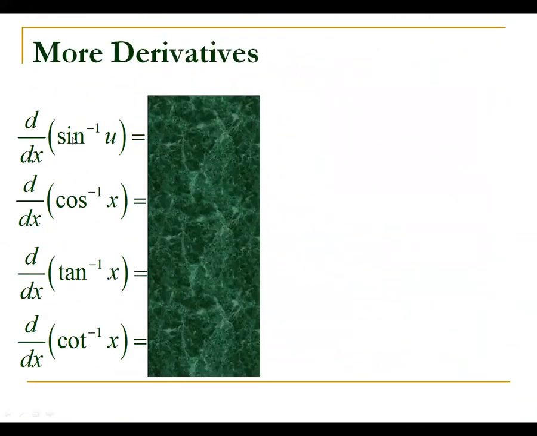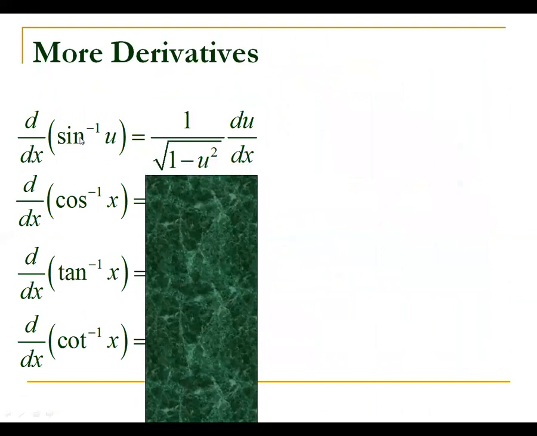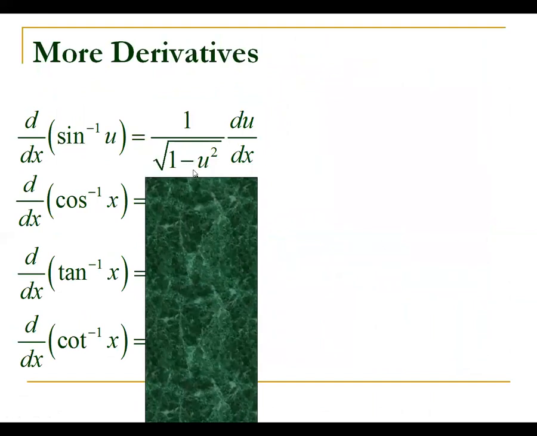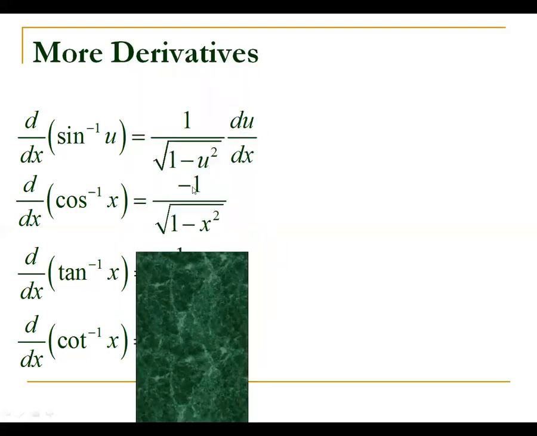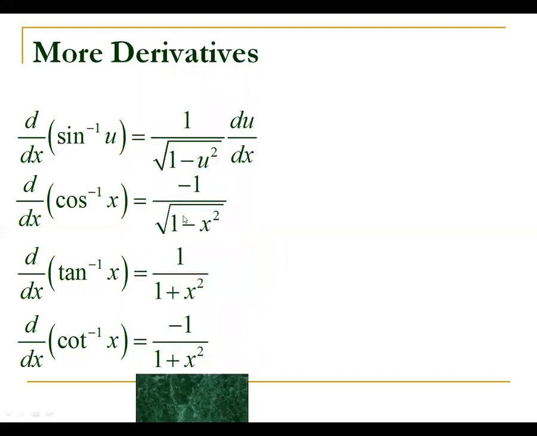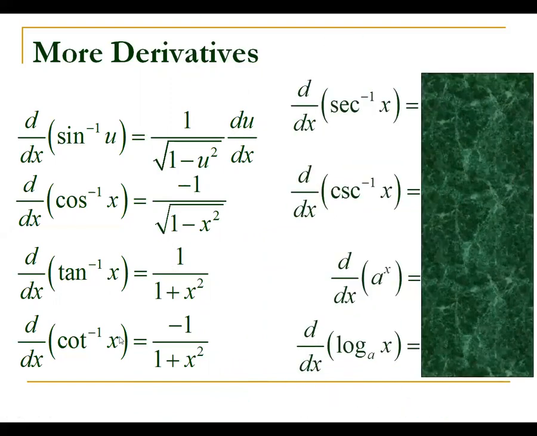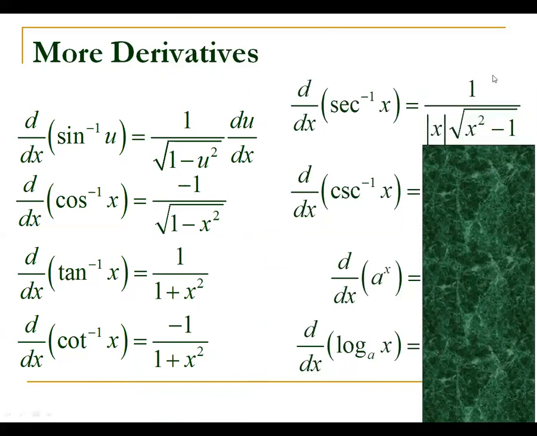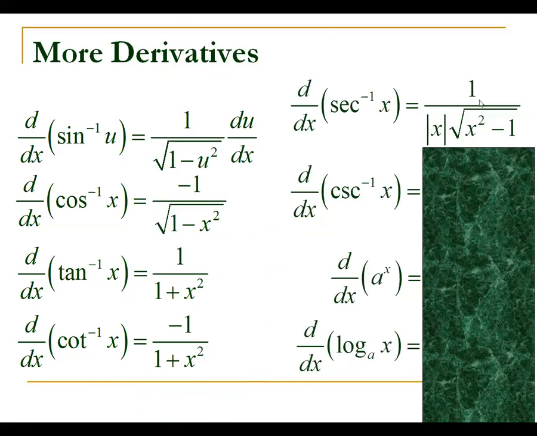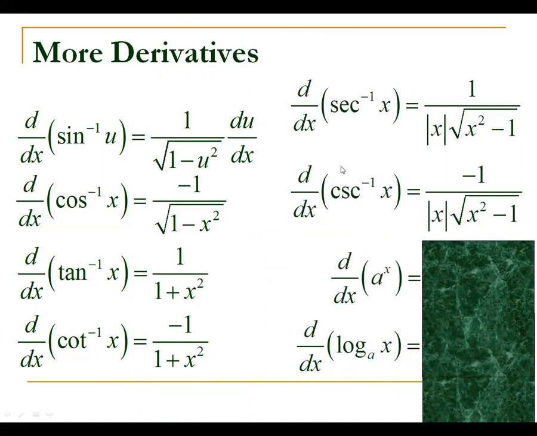The derivative of sine inverse is 1 over the square root of 1 minus u squared, times the derivative of u. Cosine inverse is just the opposite of that. Tangent inverse, the derivative is 1 over 1 plus x squared. And cotangent inverse is the opposite of that. Secant inverse is 1 over the absolute value of x times the square root of x squared minus 1. Cosecant inverse is just the opposite of that.